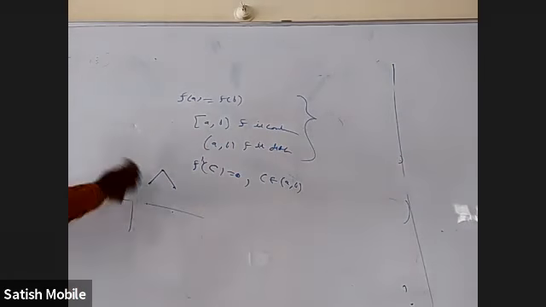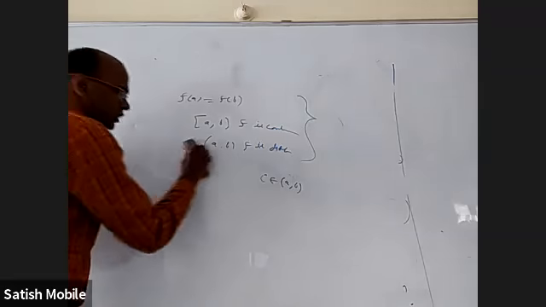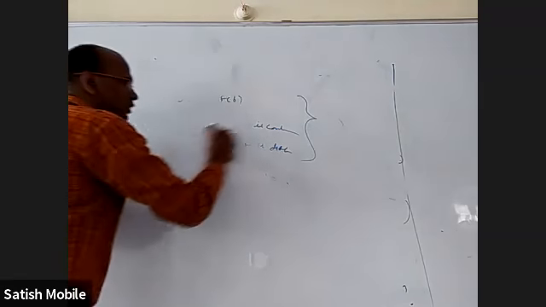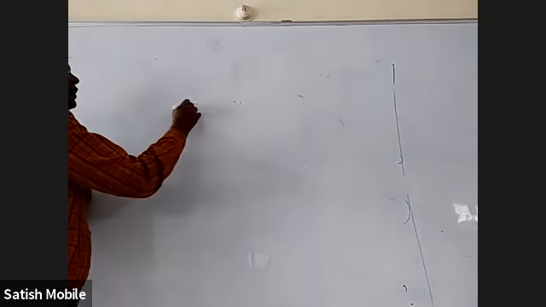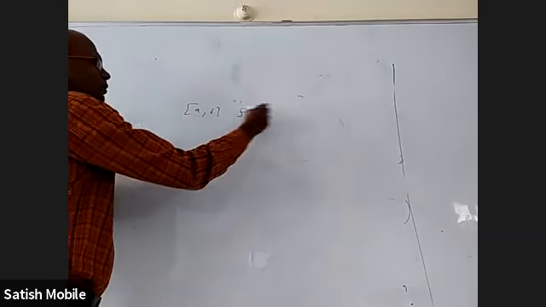Lagrange's mean value theorem. I'm not going to discuss the proof of either Rolle's theorem or Lagrange's mean value theorem. I may give the geometrical interpretation. Lagrange's mean value theorem doesn't need the condition that f of a equals f of b. We need only two conditions. In closed interval a to b, f should be continuous.